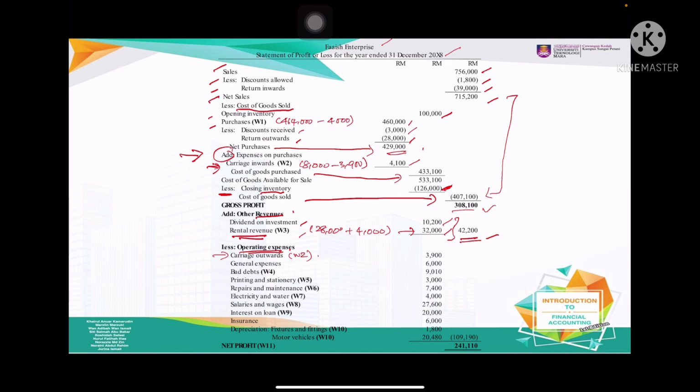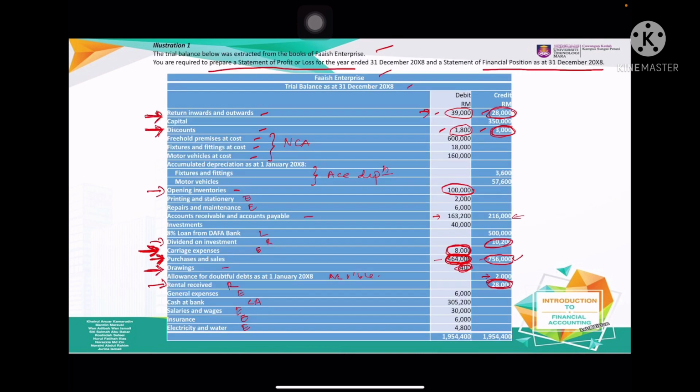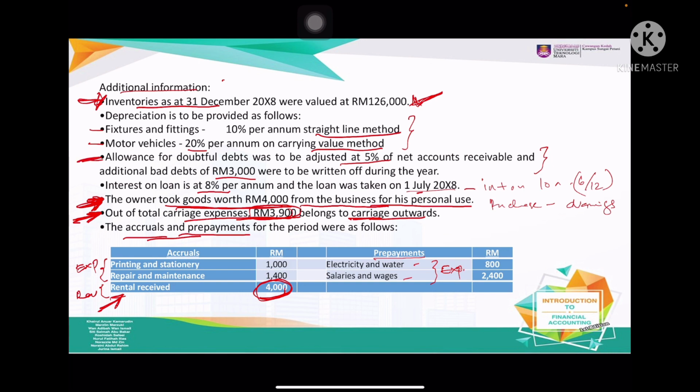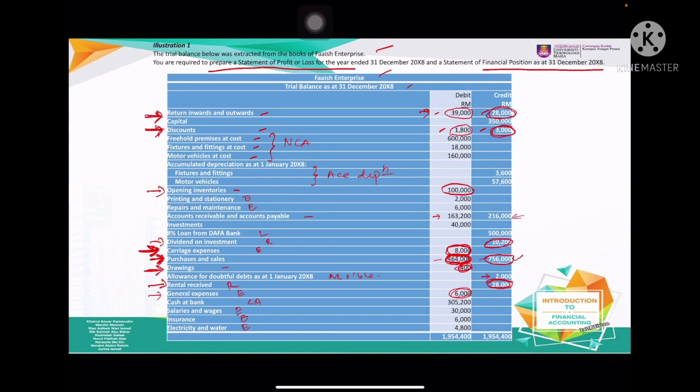So our expenses, just now we already have our carriage outward 3,900. So here is our general expenses. There is no adjustment for the general expenses, 6,000. So the adjustment for this one is allowance for doubtful debt. So doubtful debt is to be adjusted at 5% of net account receivable, and bad debt of 3,000 is to be written off. Okay, so before that, we have to see the figure of our account receivable.